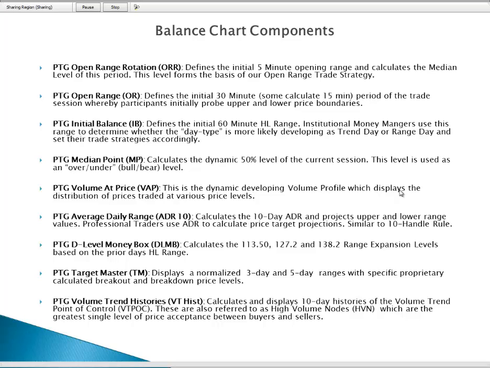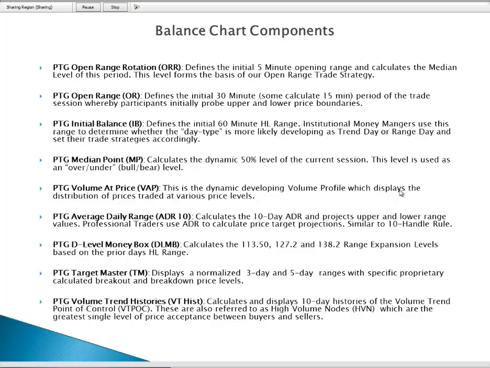The next one is referred to as the opening range, and this defines an initial 30-minute period. Now, some people out there use a 15-minute opening range for the S&P. Generally, it's between the 15 and 30-minute. Doesn't really matter which one you use, as long as when we use that, we stay consistent with it. And again, this is a period whereby the participants initially probe upper and lower boundaries to see how far they can push it. All right, it's a little different than the initial balance, but it's during that opening period.